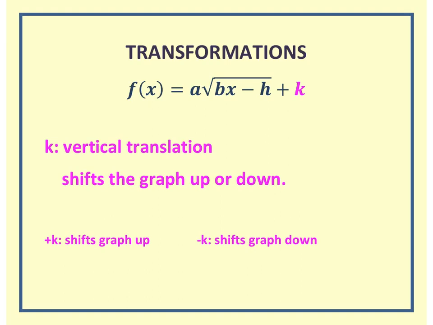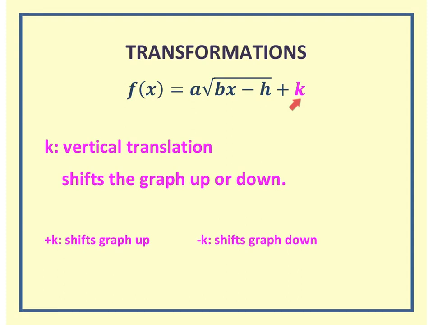Our last variable that causes transformations is your k value. Now notice where k is located. K cannot be underneath your radical. K is either going to be added or subtracted. This is going to cause the graph to shift up or shift down. If it's positive, the graph shifts up. If it's negative, the graph shifts down.